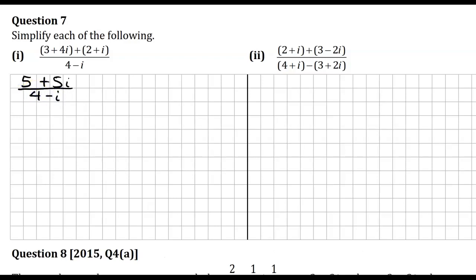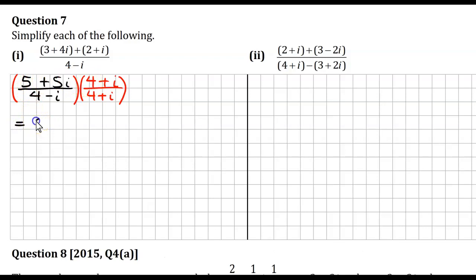Now there's no direct method for division in complex numbers. So what we do is we multiply above and below by the complex conjugate of the denominator, the bottom line. So that's going to make the bottom line real. Okay, so then we just multiply out the top.